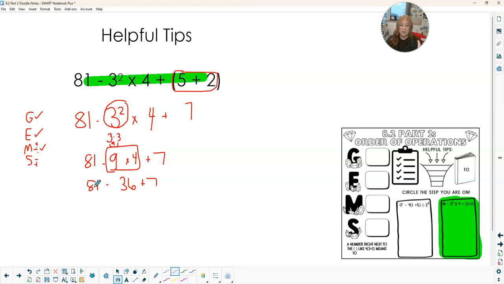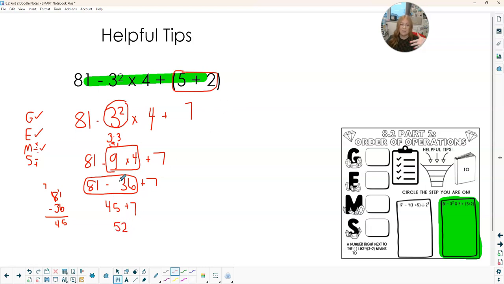Go left to right. So oh, here's one. Right? Those are on the same level. So we just do the first one we come to as we read. So first one. So 81 minus 36. Sometimes, yes, we do have to do a little problem out to the side if we don't know it. So we're borrowing. 11 minus 6 is 5. 7 minus 3 is 4. So here's 45. Bringing down the 7. So our last step is 45 plus 7 is 52.